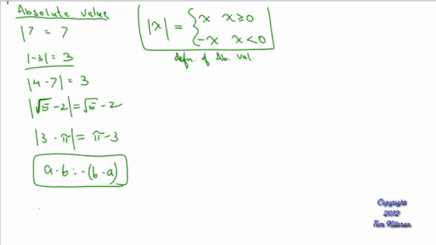I'm quite sure when you learned absolute value a long time ago, whenever you learned it, it was the distance from 0. That works great if it's a number, but if it's a variable, it doesn't work so well. So this is the true definition of the absolute value.